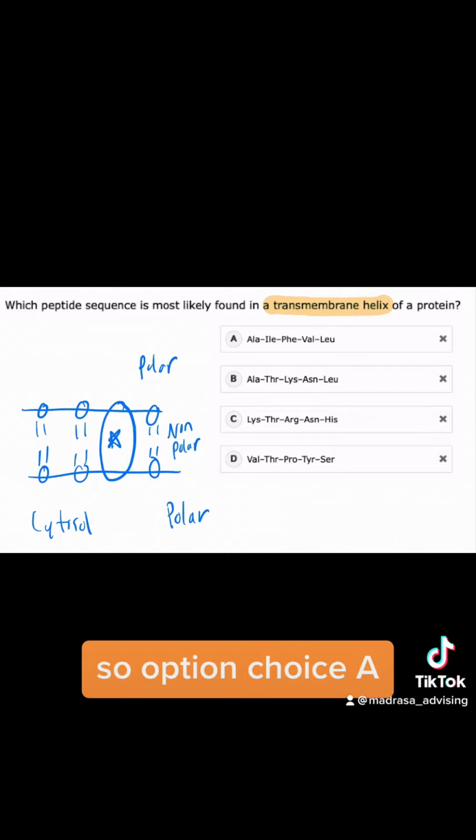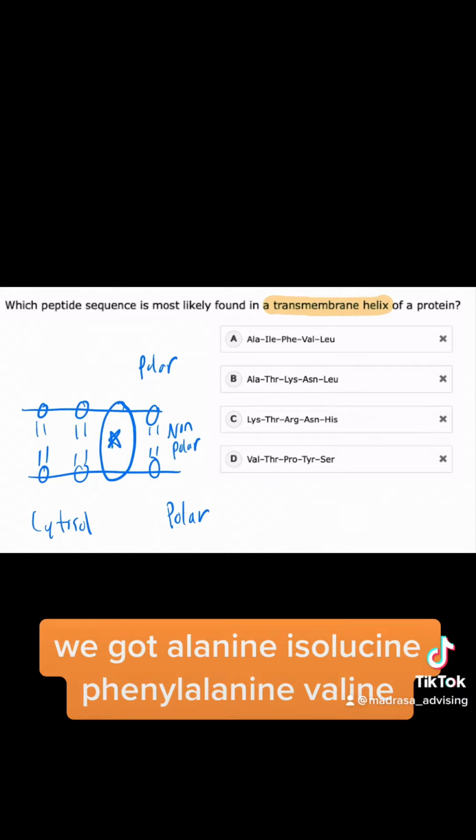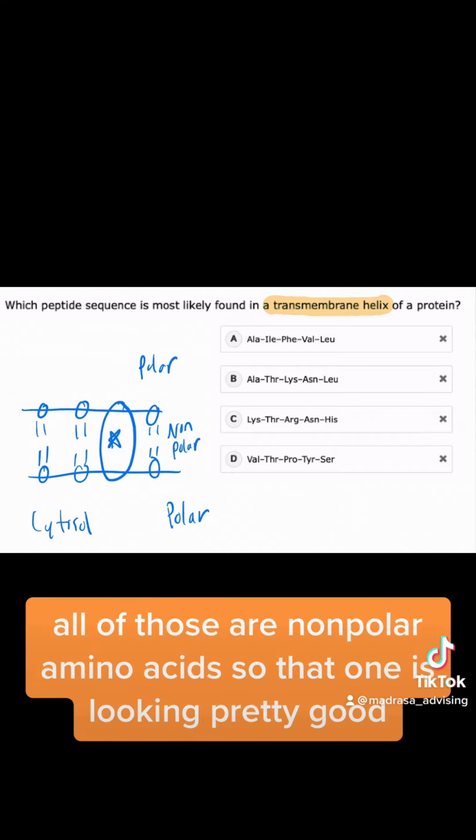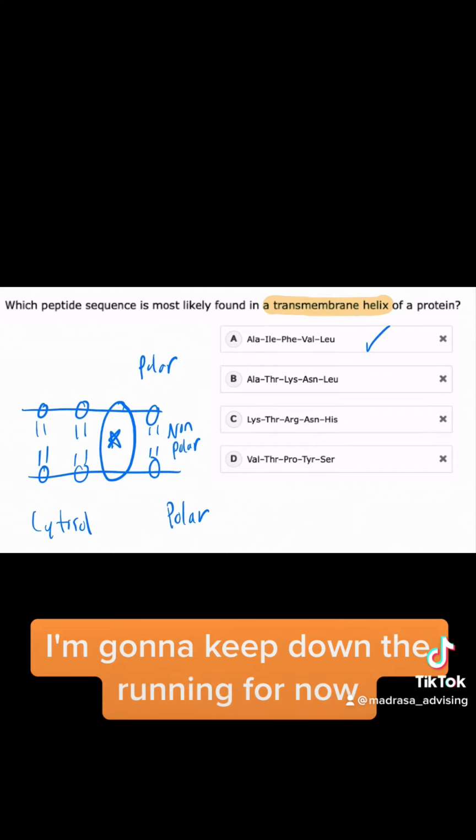So option choice A, we got alanine, isoleucine, phenylalanine, valine, and leucine. All of those are nonpolar amino acids, so that one is looking pretty good. I'm going to keep that in the running for now.